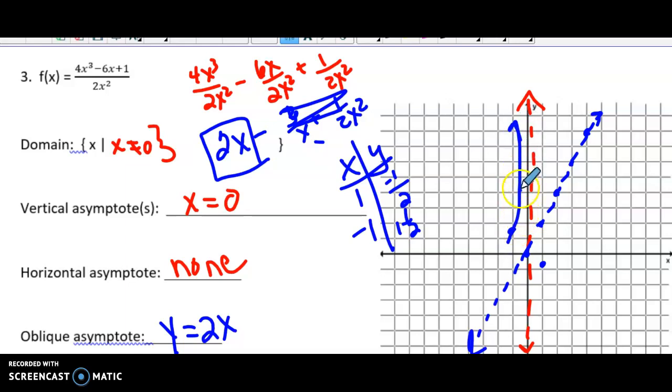Again, I sort of let my asymptotes guide me here. There was no horizontal asymptote. It just gets closer and closer to this guy. Okay, same thing happens over here. Closer and closer to this guy and this guy.